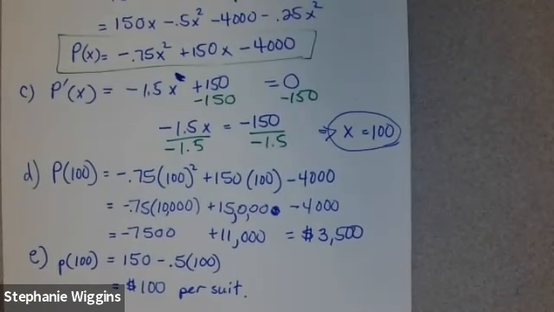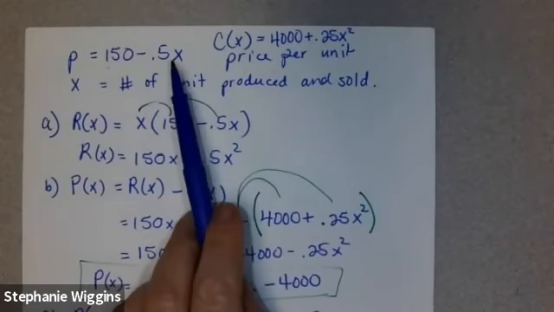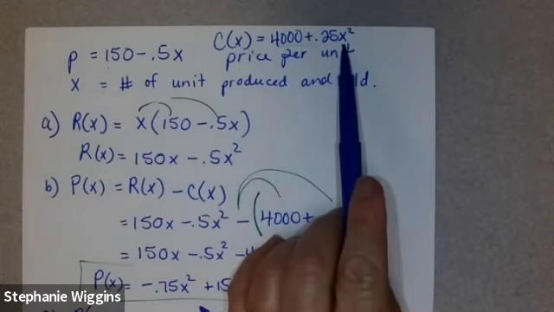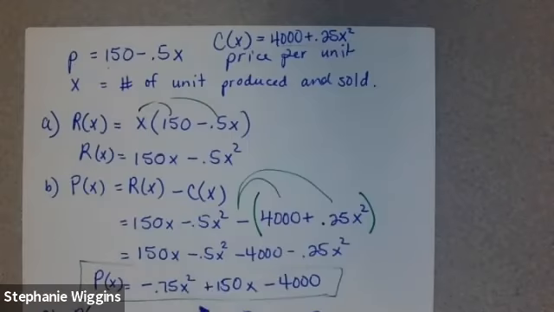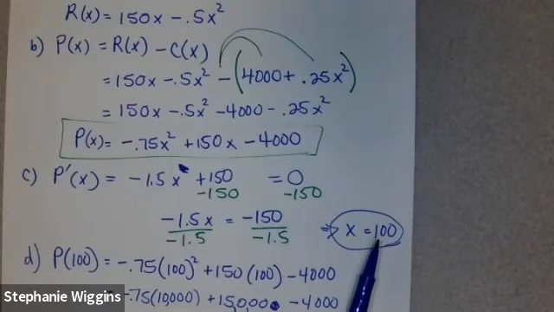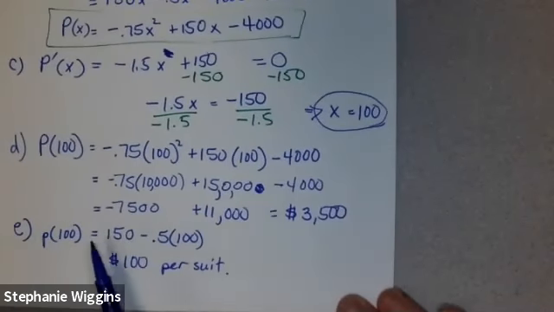Okay, so this has got quite a few parts to this. They give you the price per unit. The number of units is x. You multiply those to get the revenue. They give you the cost function. You subtract the cost from the revenue to get the profit. Then you set the derivative equal to 0 to find the number of units that need to be produced and sold to reach that maximum profit. And then what is the profit? Well, you just plug the 100 into your original function to get 3,500. And then what's the price? You plug your 100 into the price function to get that $100. So, any questions on that one?